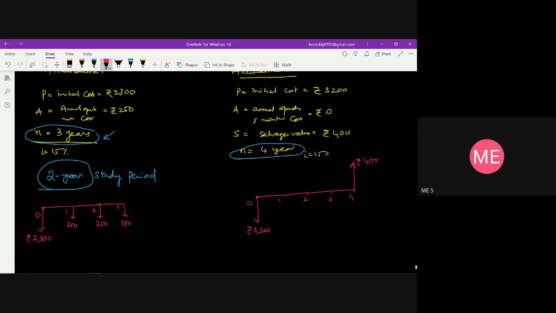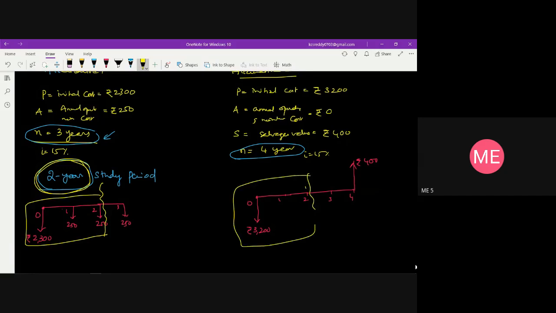So here, if you look, I have taken a 2 year study period. The 2 year study period means I'll be considering the cash flow diagram up to this point only. Similarly, here also I'll be considering the cash flow diagram up to this point only. This is 2 years, and this cash flow diagram is also 2 years. This is the 2 year study period, because I have taken a 2 year study period. You can take 2 years.